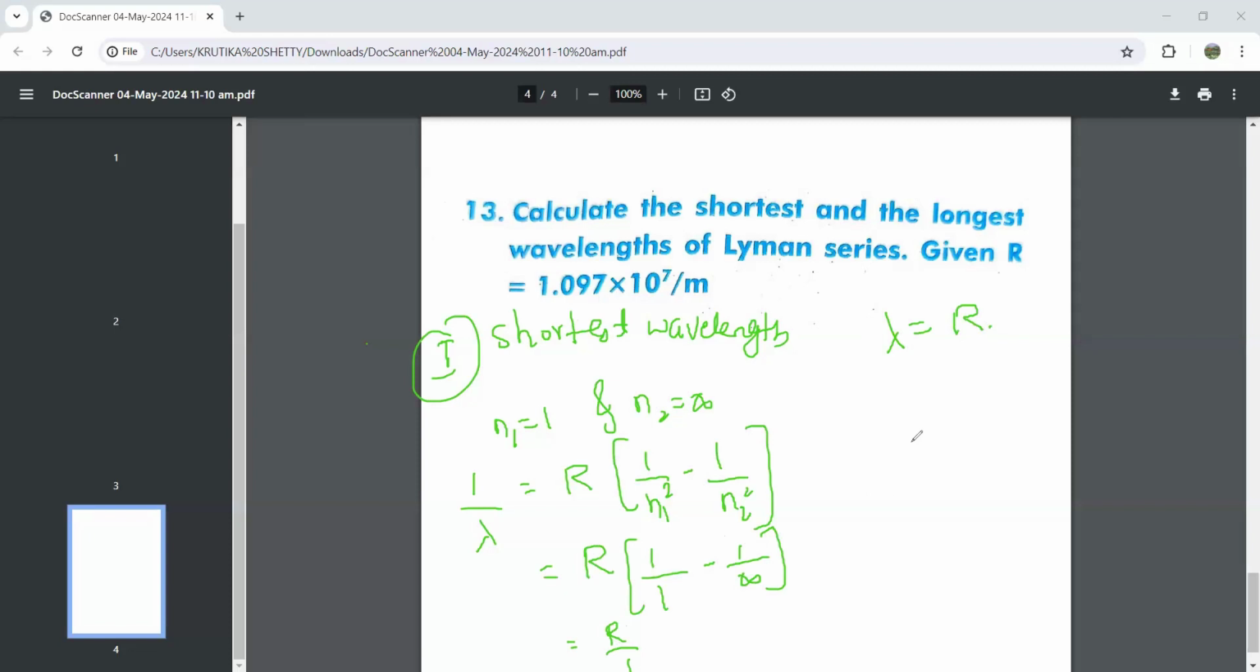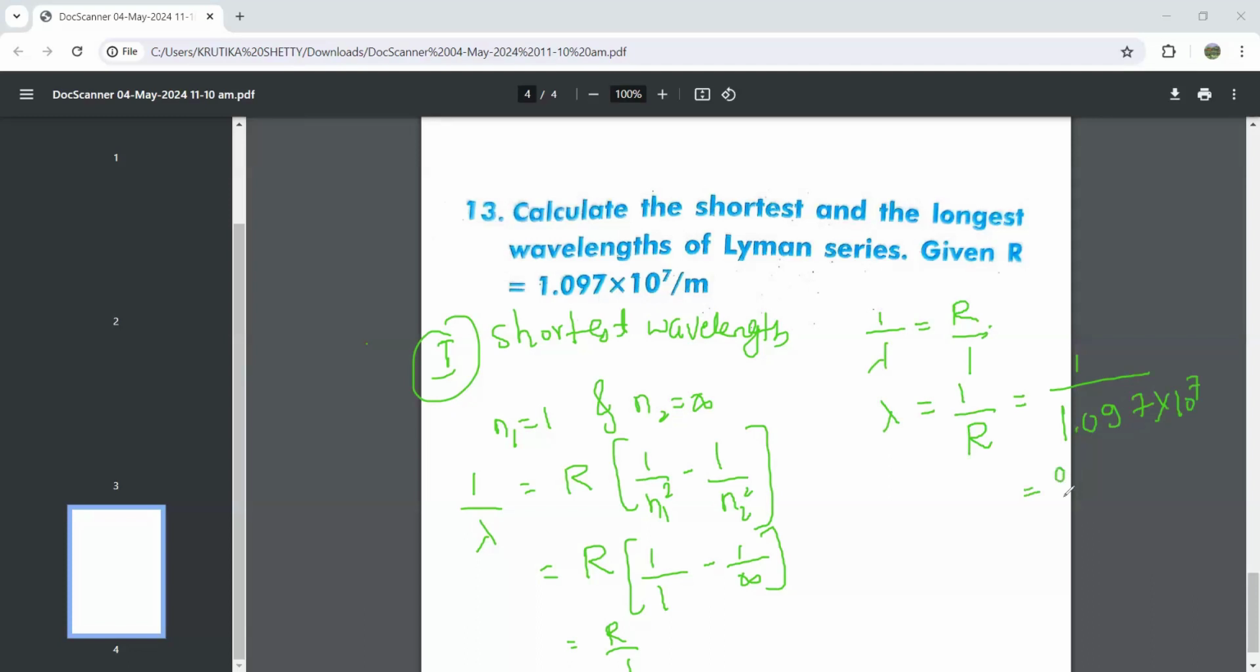R is the Rydberg constant. So therefore we can write the value of the Rydberg constant. No, it will be the reciprocal. So 1 by lambda is equal to R divided by 1. Therefore lambda is equal to 1 divided by R, which is equal to 1 divided by 1.097 into 10 to the power of 7.